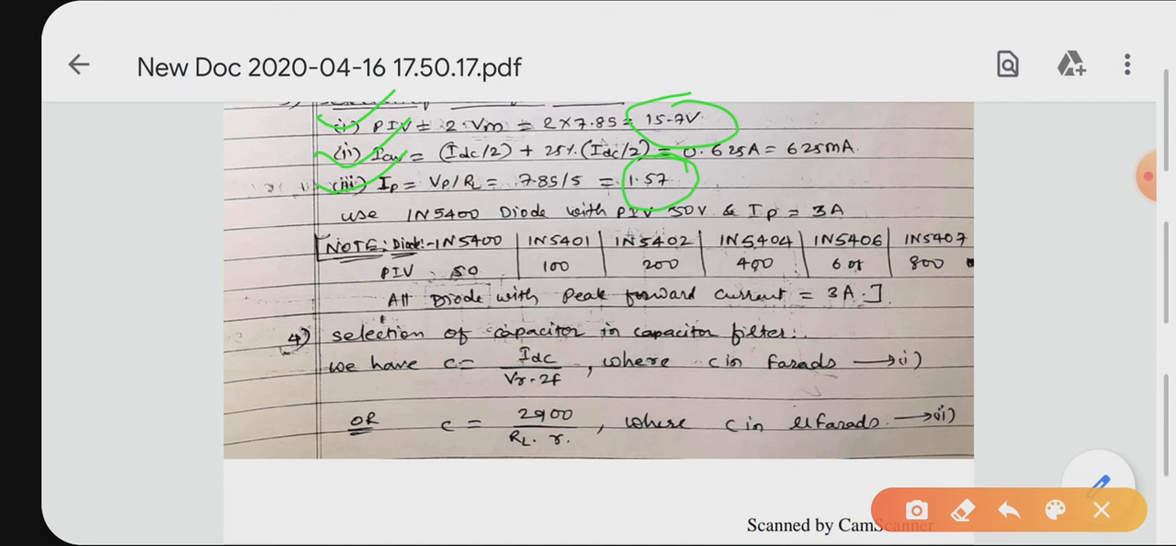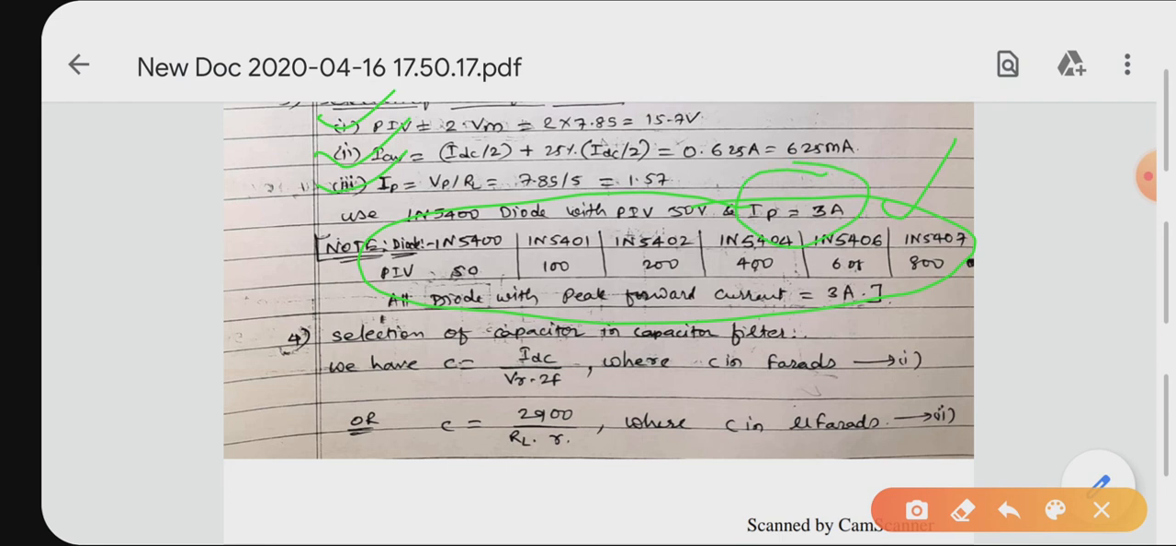1N4007 series. 1N4007 having PIV rating 1000 volt, and maximum 1 ampere current. Okay, so it is exceeding 1 ampere. Here write down the unit as ampere. So use another series, 1N5400. This table shows the PIV ratings of 1N5400 series, 54001, 54002, 4, 6, 7 like this. So last, 54007, having highest PIV rating as 800 volt, and common IP and peak current is 3 ampere.